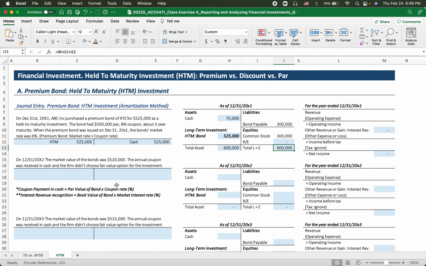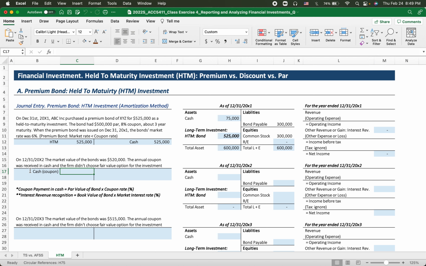Now the second year, December 31st, one year later, the market value of the bond was 520,000. The annual coupon was received in cash, and the firm didn't choose the fair value option for the investment. Okay, then in that case, we first should calculate the cash, the coupon amount. The coupon amount is the fixed income when the investor invested in that bond.